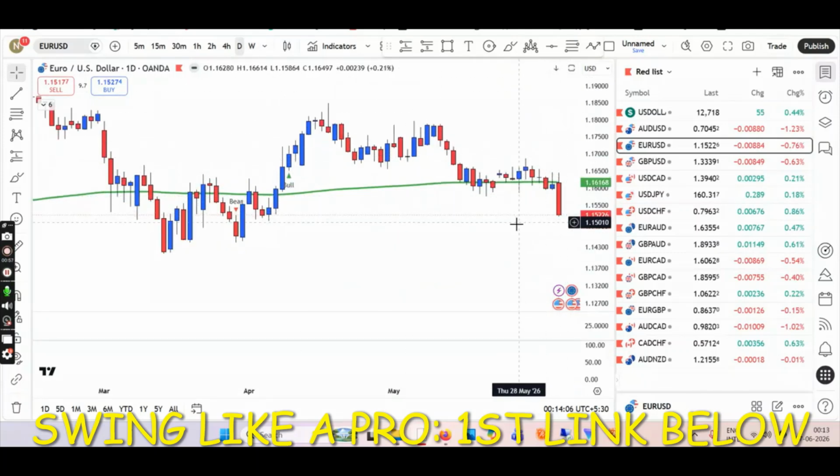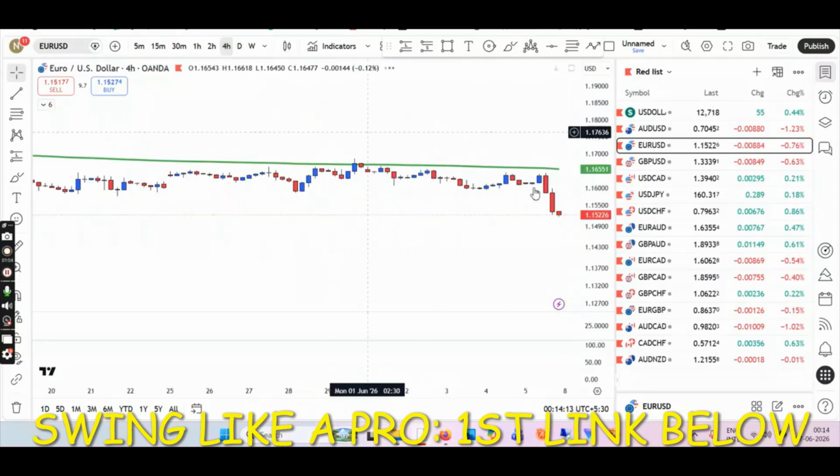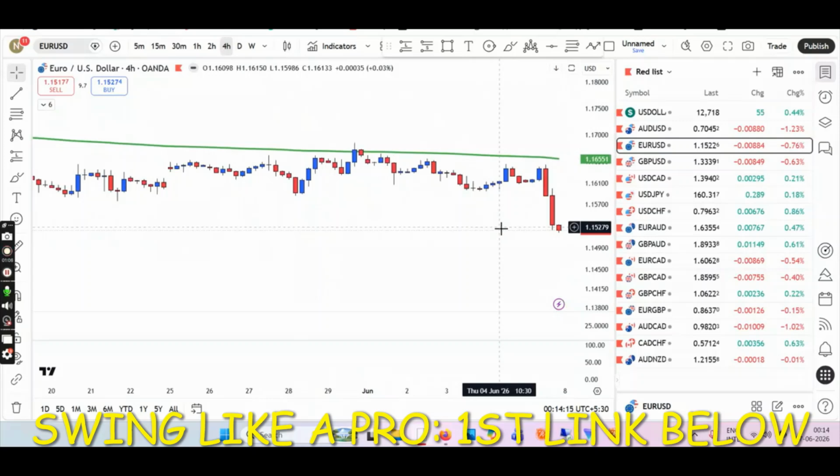So daily, where are we? Daily, we are dripping. So daily, we are down. We left the resistance here. So we are down. 4 hour is again, we are down. So what we're going to do? We're going to find short entries.